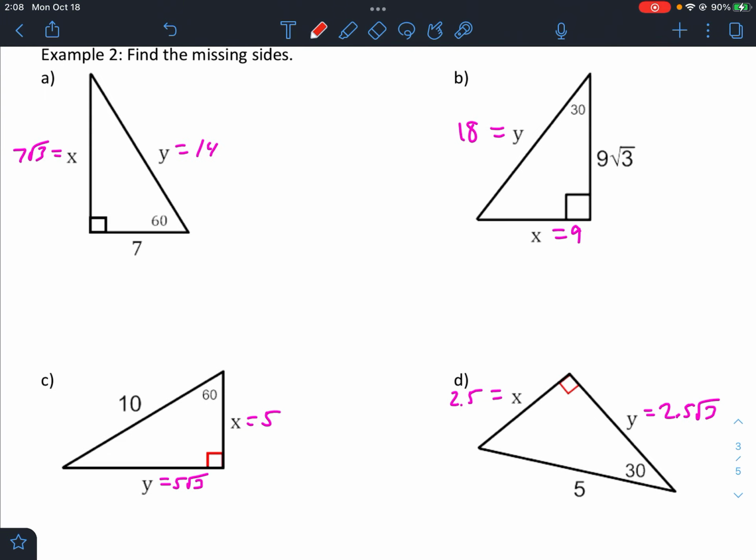Okay, and here are your answers to the 4 problems on the next slide. A, our answers are 7 root 3 and 14. B, the answers are 9 and 18. C, 5 and 5 root 3. And then D, 2.5 and 2.5 root 3.